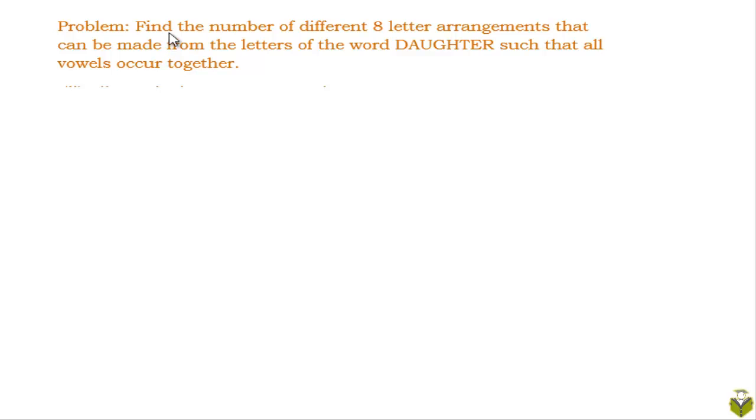Let us look at a very interesting problem now. Find the number of different 8-letter arrangements that can be made from the letters of the word daughter such that all vowels occur together. So vowels are A, E, I, O, U. I hope you know that. And the main thing is that they should occur together.